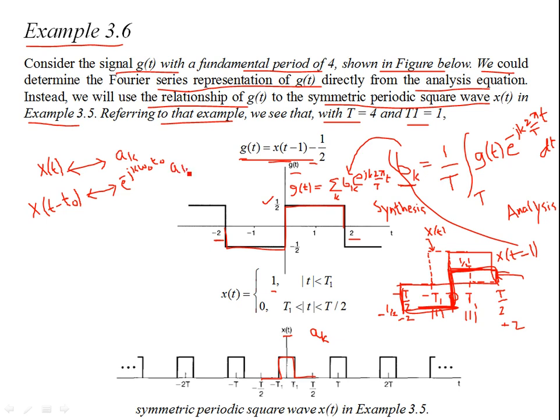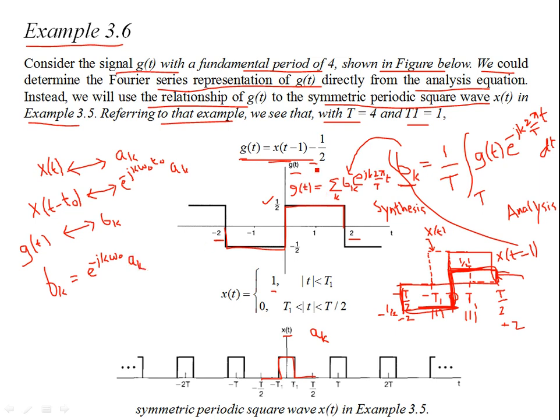So if you look at this case, if g(t) has Fourier coefficients, let's call them b_k, we don't know what b_k is, and we are going to use the a_k's instead of direct evaluation of b_k. So b_k will be, from linearity, e to the minus j k omega naught, since t naught is 1, so this is 1, times a_k.